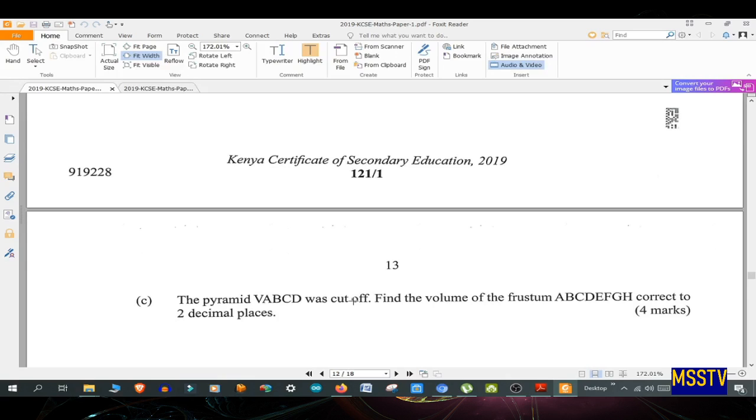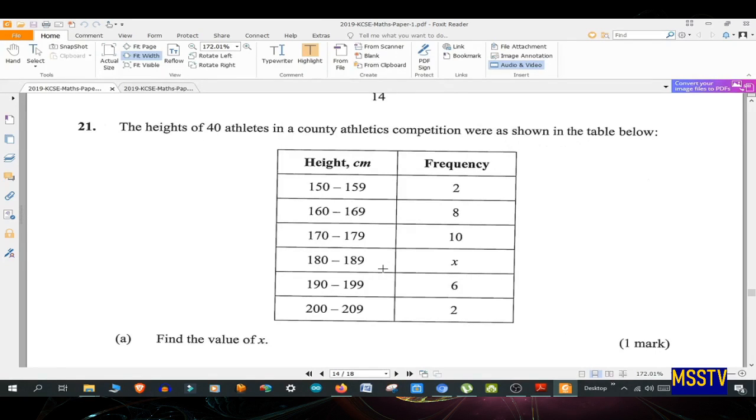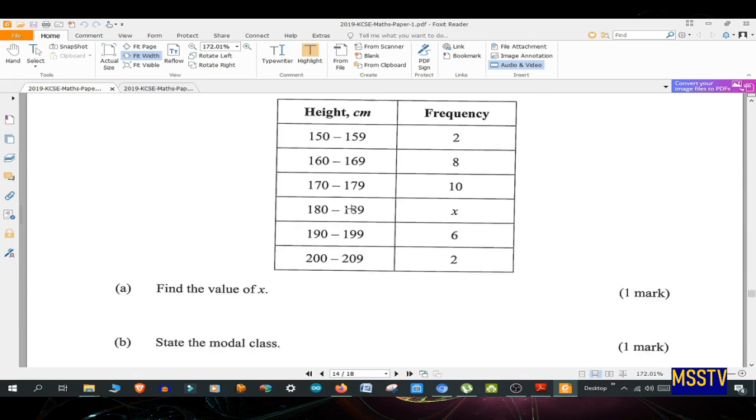Question 21 is a question on 40 athletes in a county athletics competition as shown in the table below. So statistics, finding the value of x, stating the modal class, finding the mean, finding the median, etc. So this is a question that should harvest you a comfortable 10 marks.